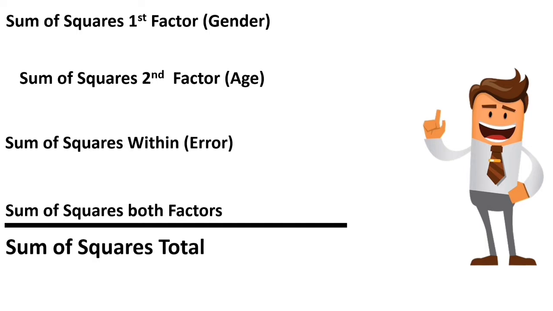Now, let us calculate the sums of squares. Sum of squares for the first factor, which is gender. Sum of squares for the second factor, which is age. Sum of squares within, which is error. Sum of squares between both factors. If we add all this up, it's going to be equal to the sum of squares total. I'm actually going to calculate the sum of squares with the check marks.